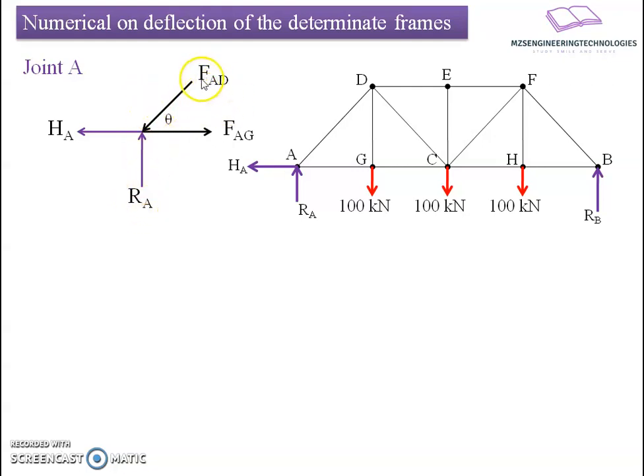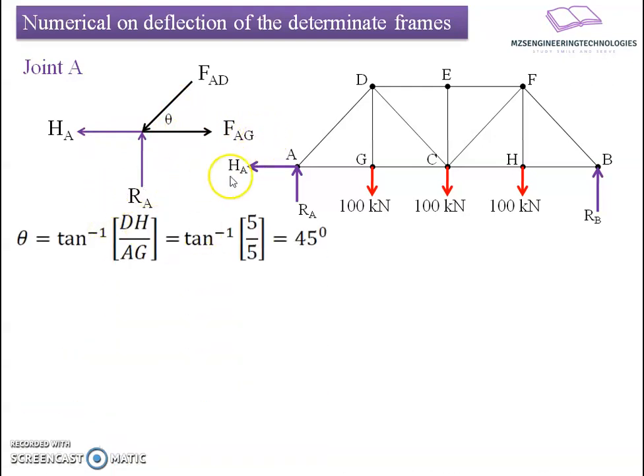So here FAD is considered to be moving downward to counterbalance the reactive force going upward. Its vertical component will counterbalance this, whereas the horizontal component of FAD will balance the force in member FAG. Let us first find the angle theta. Theta can be found from the geometric relation. If I take tan inverse of DG upon GA, meaning the vertical height versus the horizontal distance, it will be 5 by 5, which gives 45. Theta works out to 45 degrees.